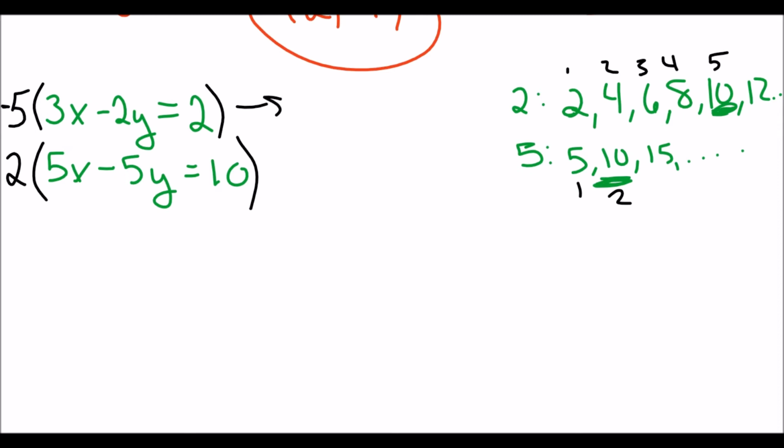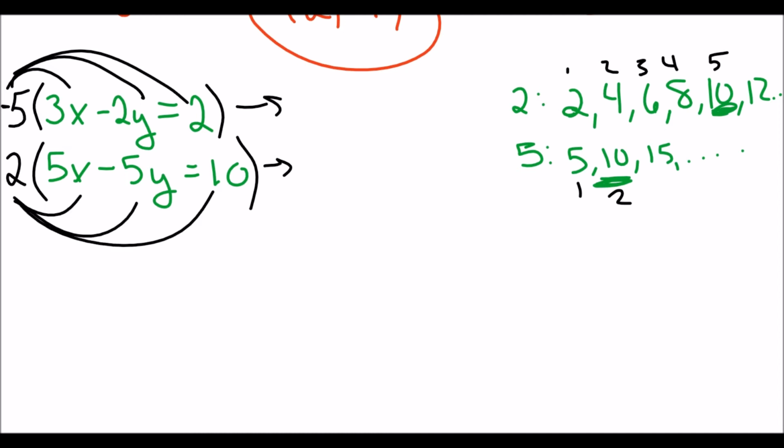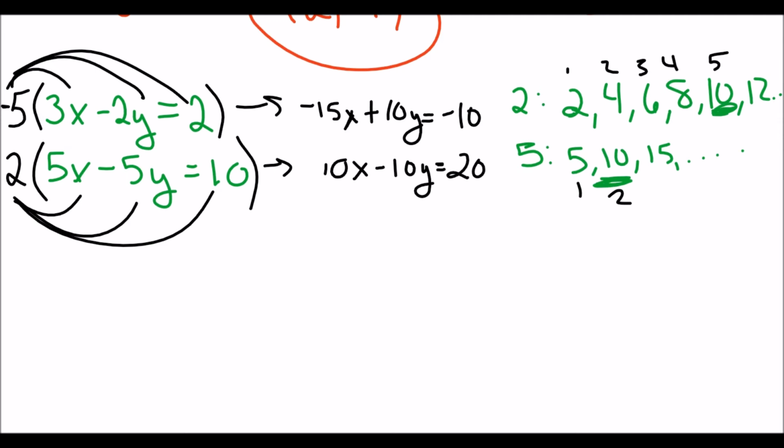So I'm just going to rewrite both of the equations, and this just distributes to all the terms. So we have negative 15x plus 10y, and I'm distributing that negative sign too if you notice, equals negative 10. And for the other equation, we have 10x minus 10y equals 20. And it worked because we have positive and negative 10 for y, so we can eliminate y.